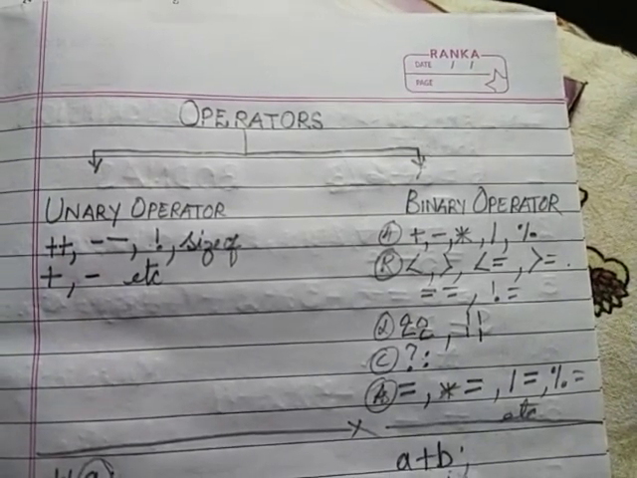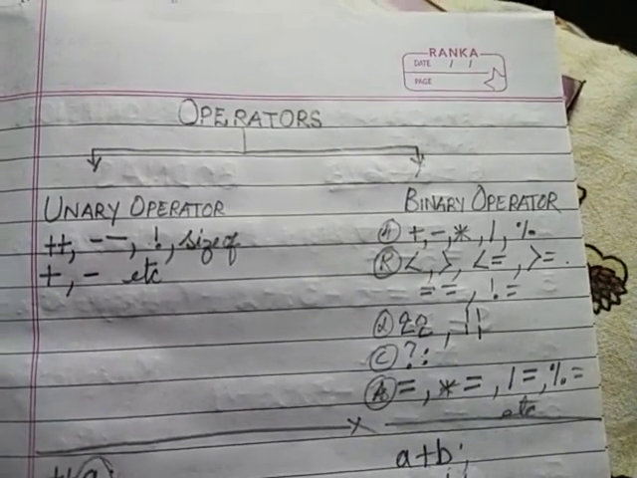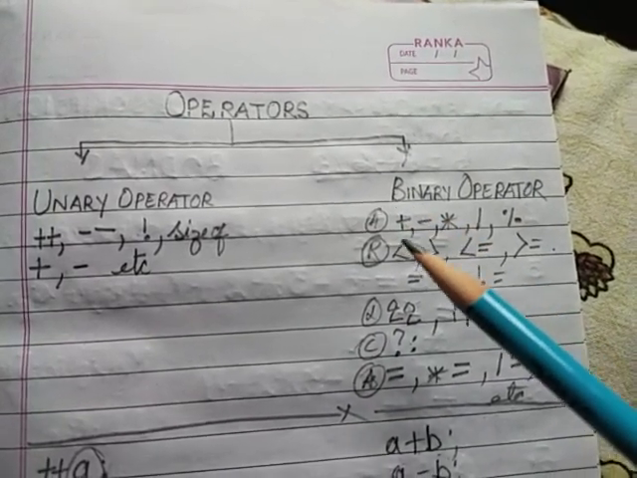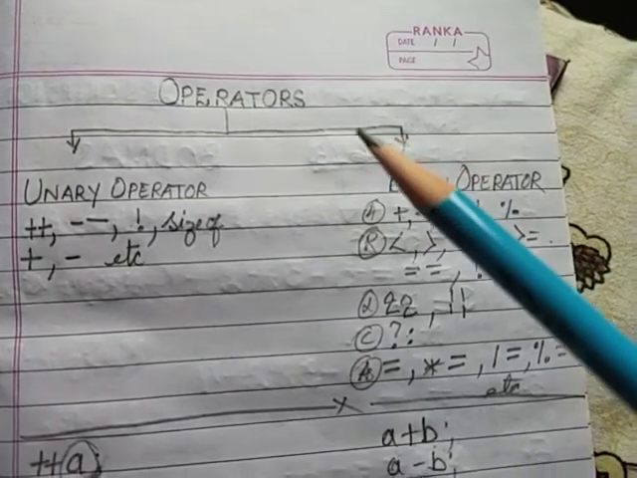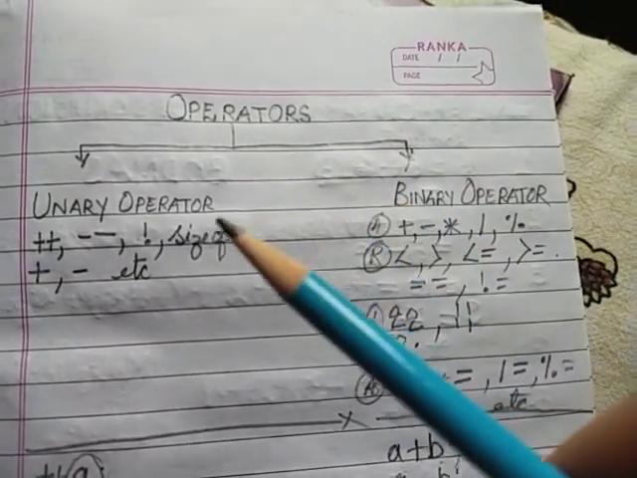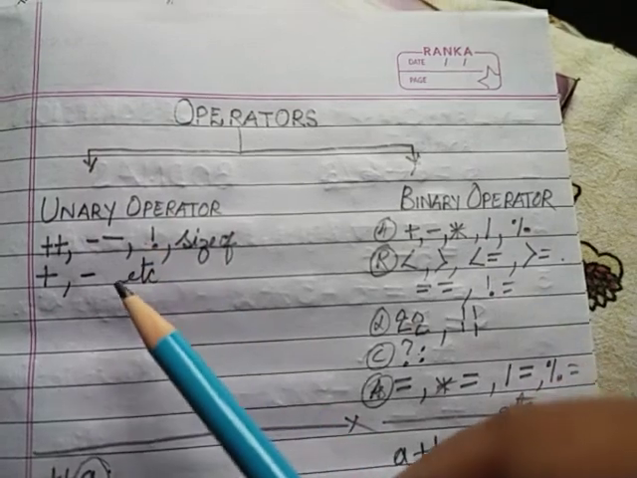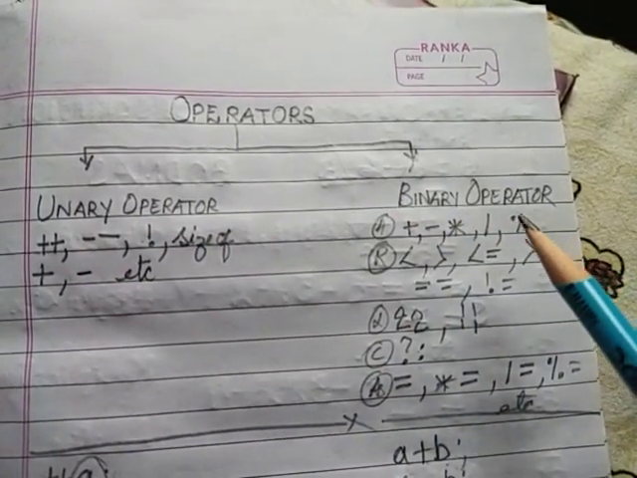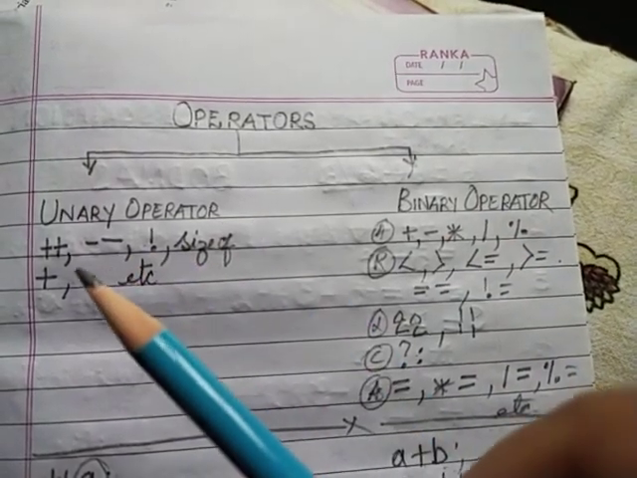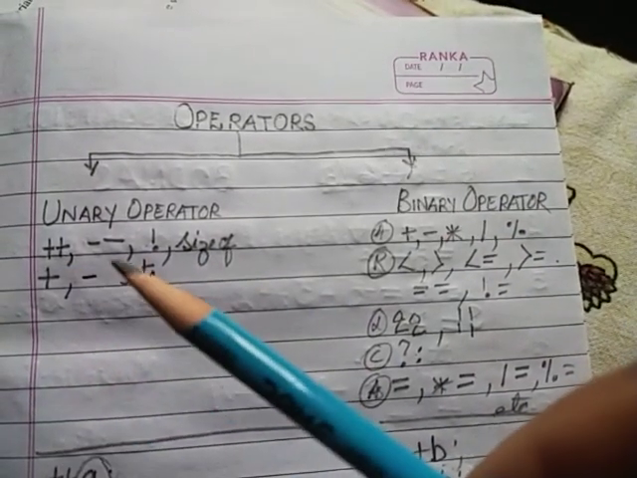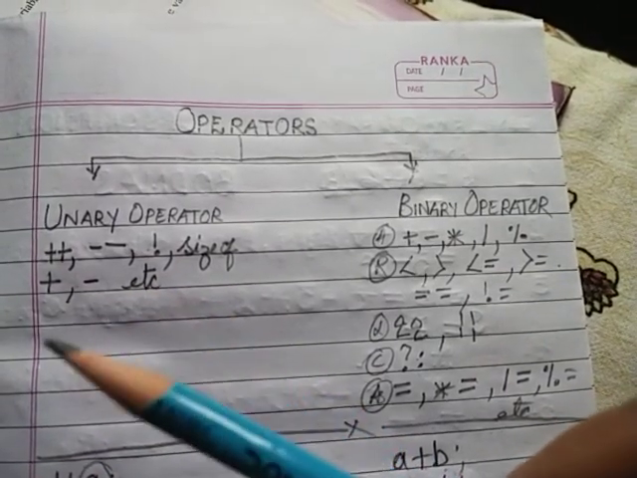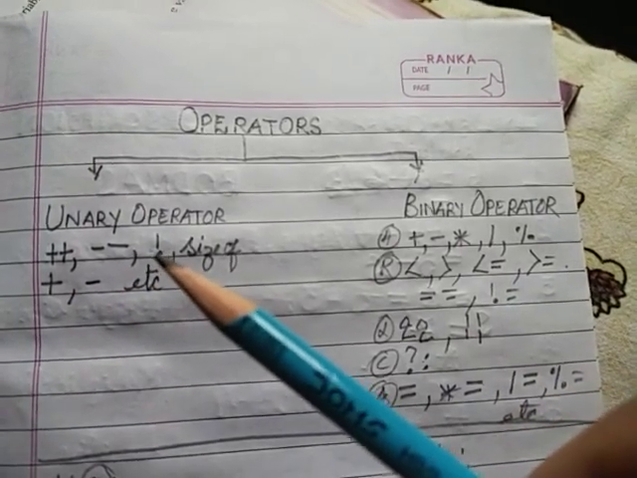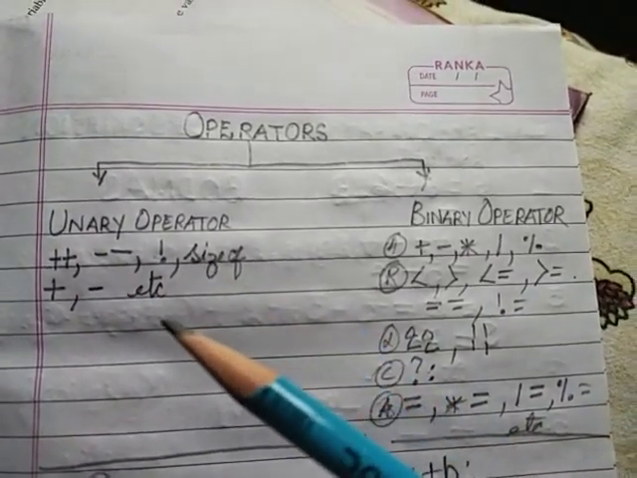For example, if we require to add two numbers, at that time we can use the symbol plus, or addition, to add the two values. When we talk about operators, they are broadly classified into two. The first one is unary operator and the second one is binary operator. Unary operators are those operators which act on a single operand, single variable or single value. Examples are increment, decrement, not operator, sizeof operator, etc.